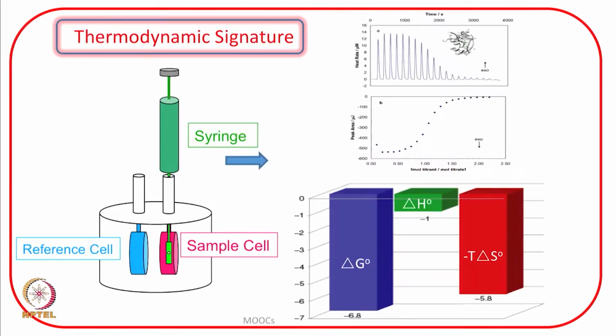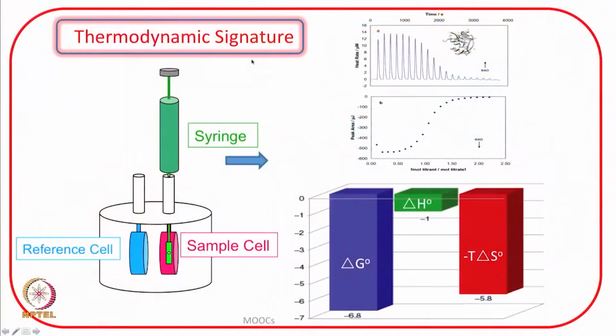Now, once again, if I highlight the slide on thermodynamic signature, delta H naught and delta S naught are the 2 contributions to delta G naught. Overall, affinity is reflected in terms of delta G naught, and which can be discussed either in terms of delta H naught or delta S naught or both.